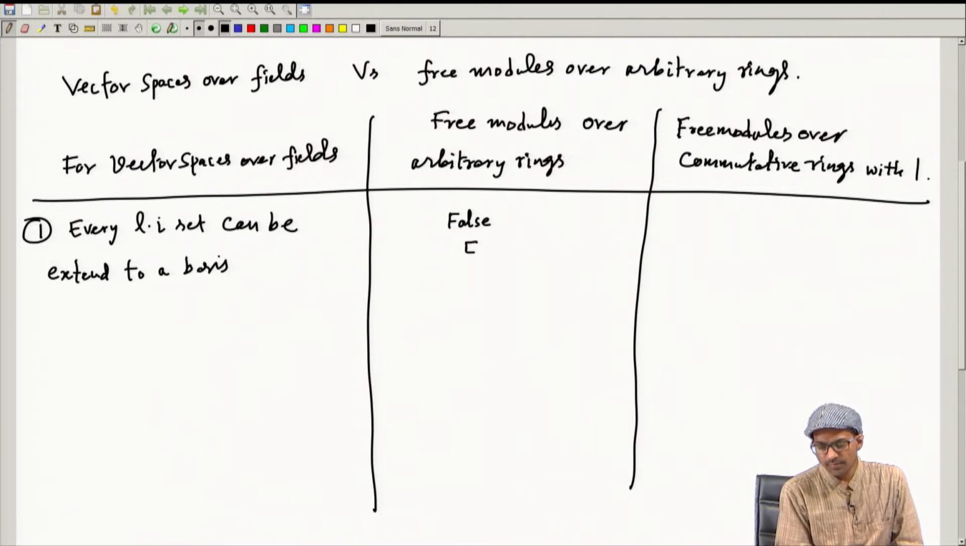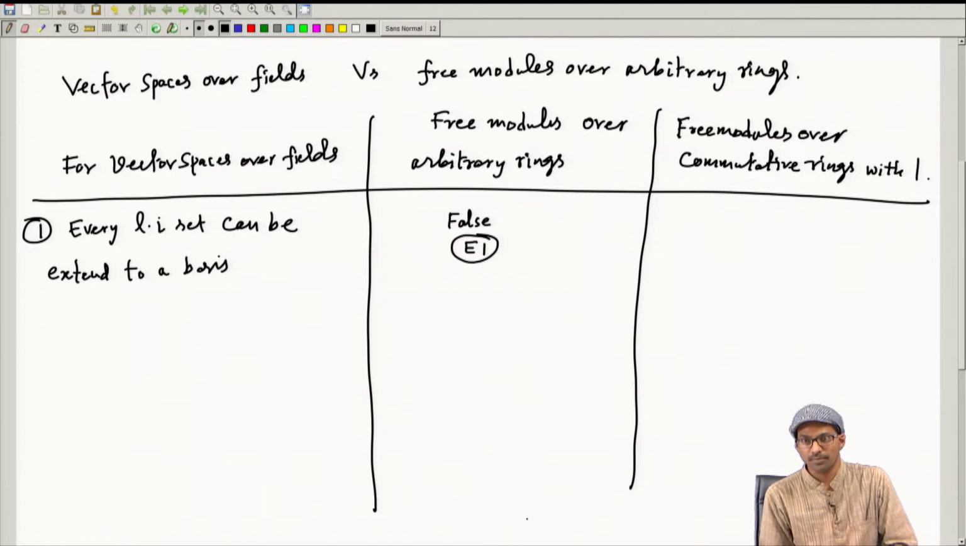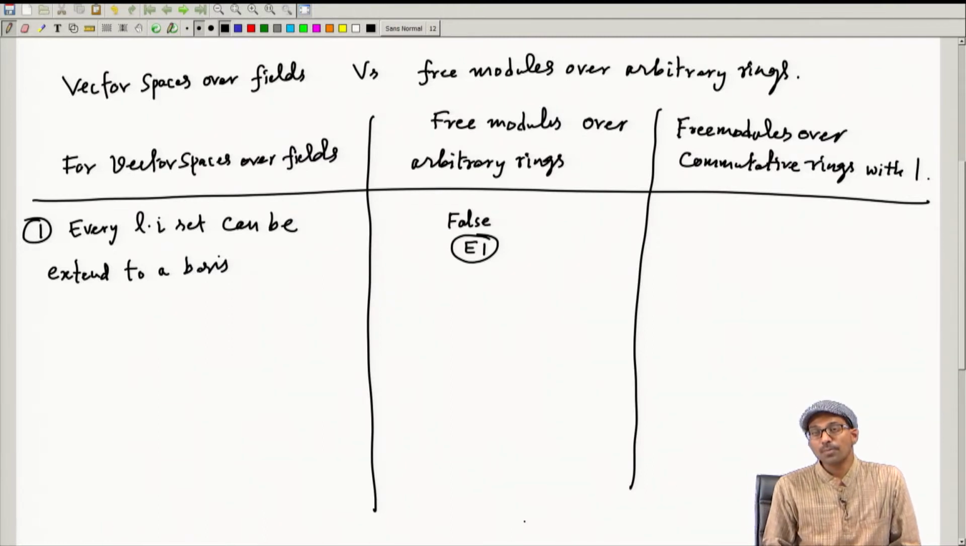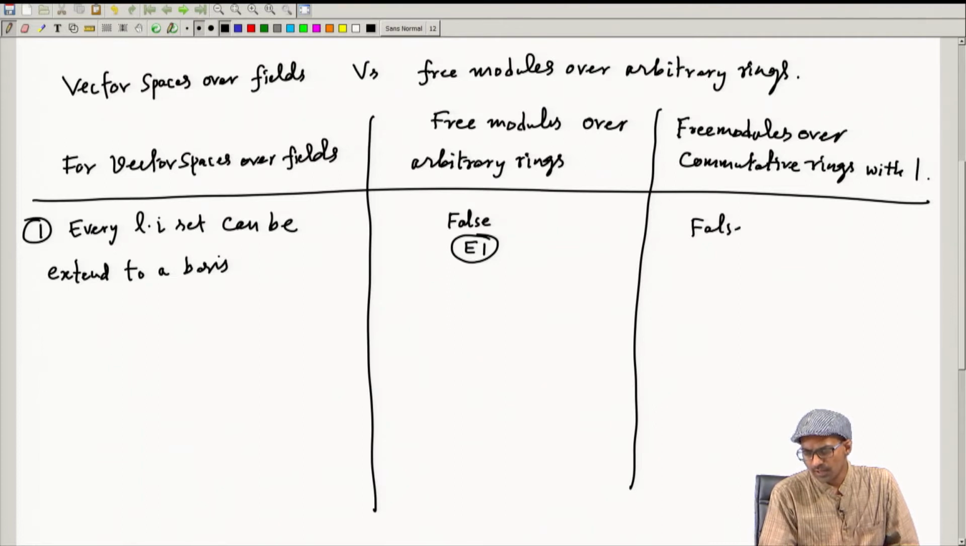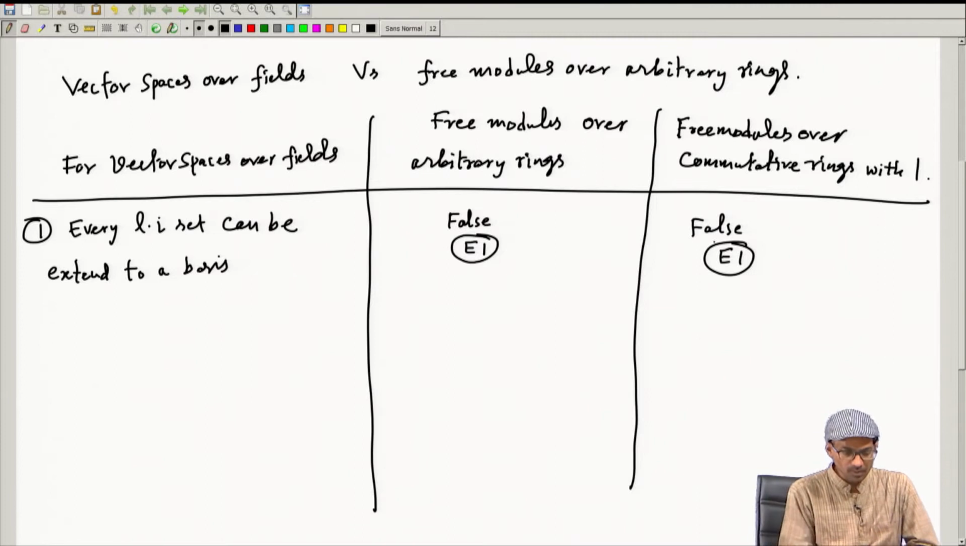We will see this with an example, which I am denoting as E1. Similarly, for free modules over commutative rings, whether any linearly independent set in a free module can be extended to a basis of that free module, it is not true even for free modules over commutative rings. This is also false, and we will see it in example E1.